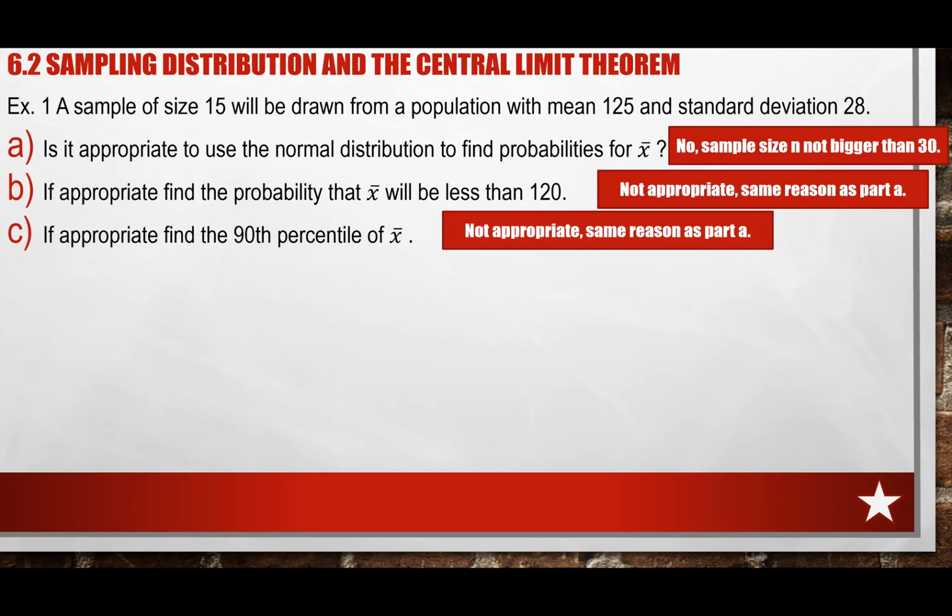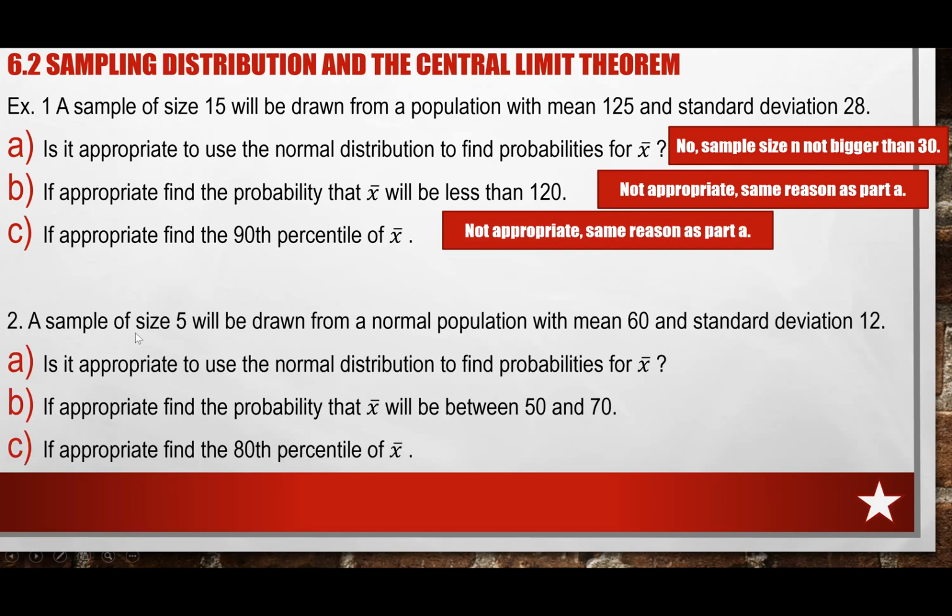Okay, take a look at number two. It tells you that a sample of size 5 will be drawn from a normal population with a mean of 60 and a standard deviation of 12. The same question: is it appropriate to use the normal distribution to find the mean? In this case, you probably say, oh, Mr. Tran, the size is 5, very small, so we cannot. But ladies and gentlemen, we could. Why? Because they state right here that the population is normal. So the population is normal, it doesn't matter what the size is. We don't care if the size is 2 or 30 or whatever. As long as we know that the population is a bell-shaped curve, then no matter what the size, we'll be able to use it.